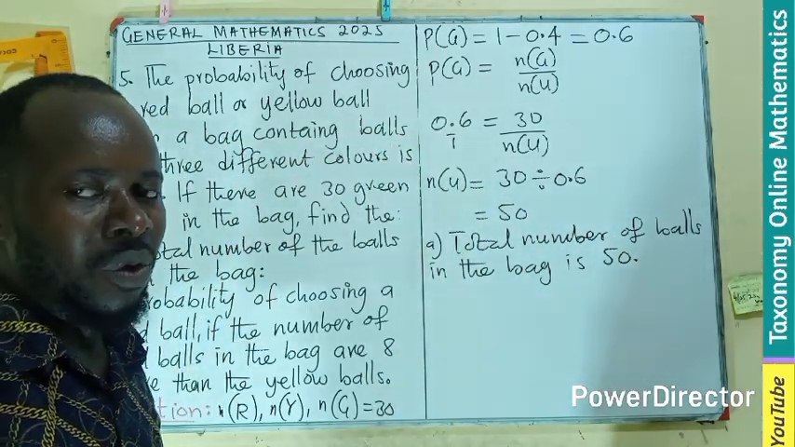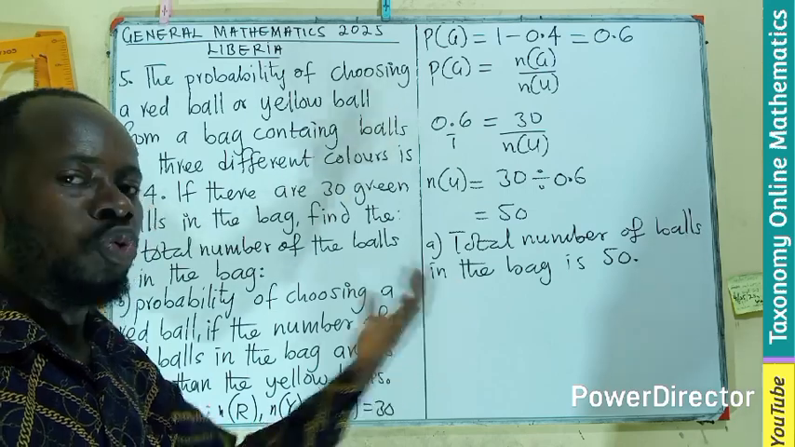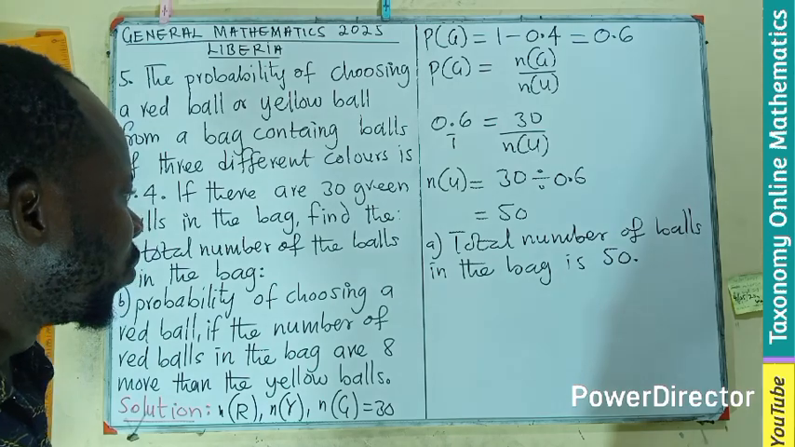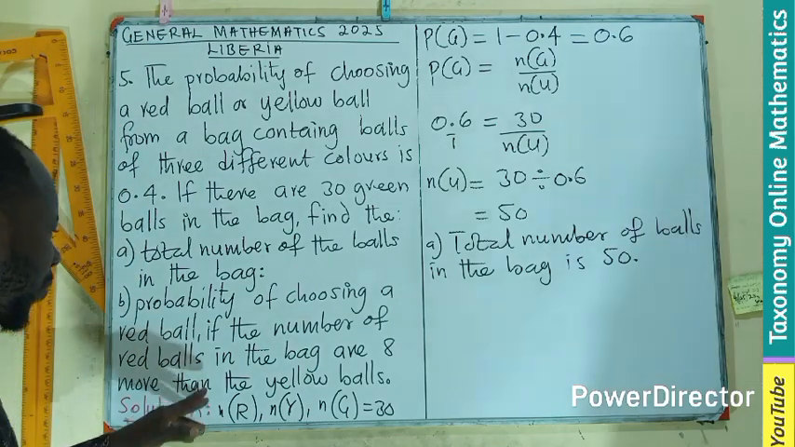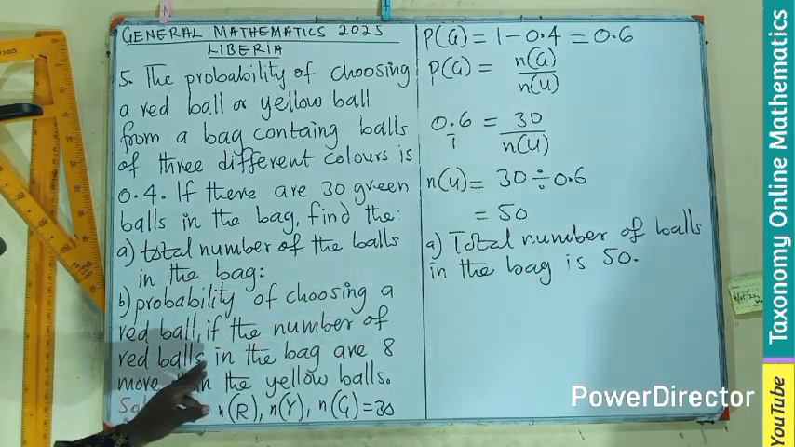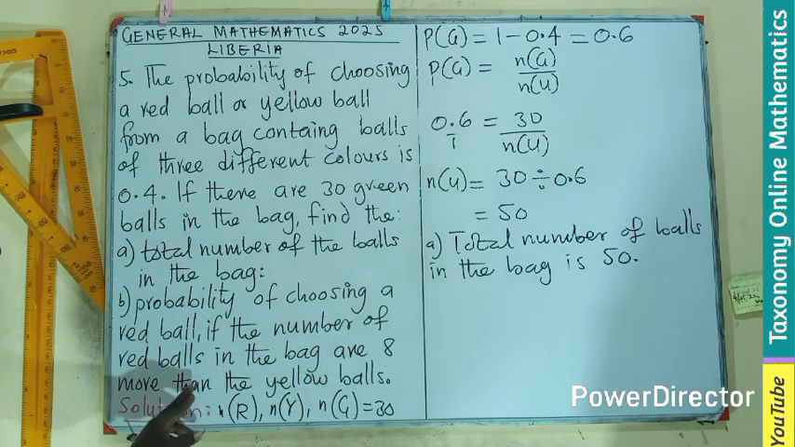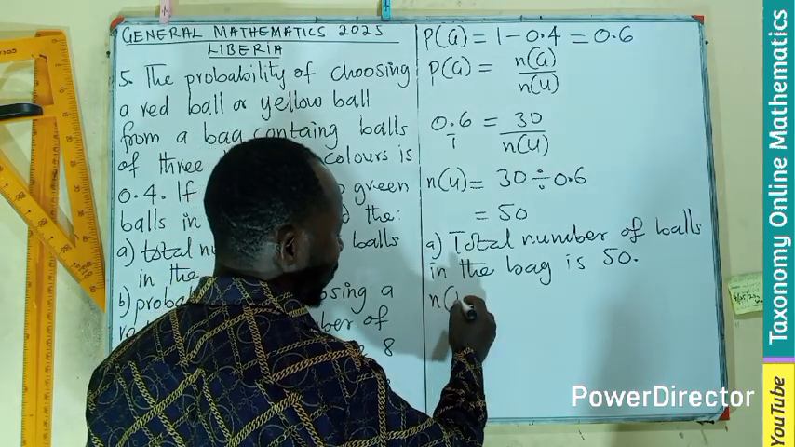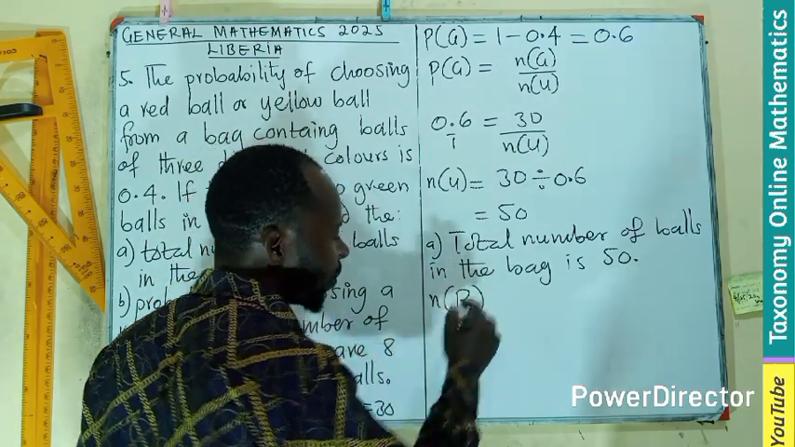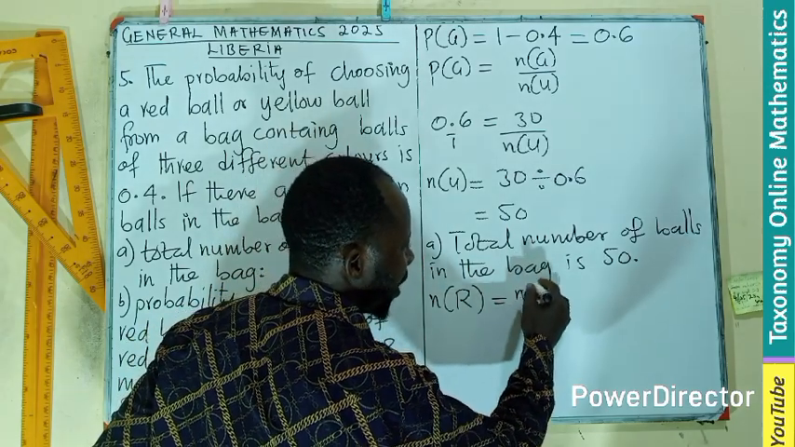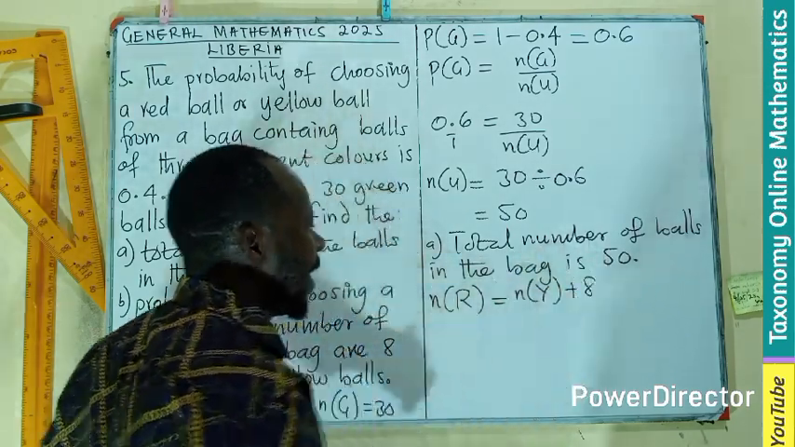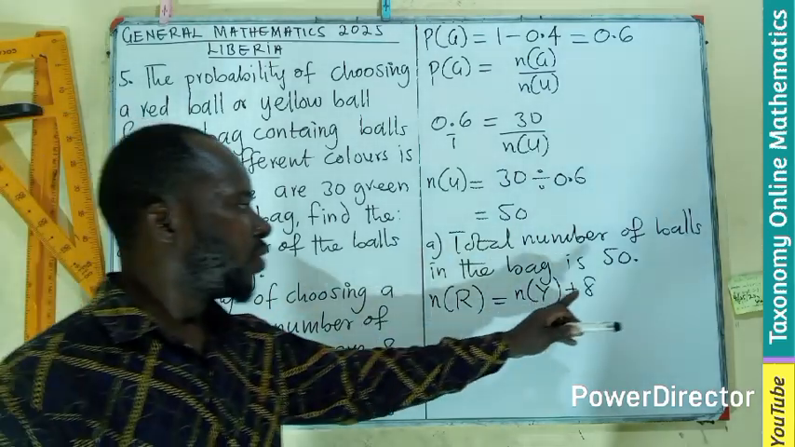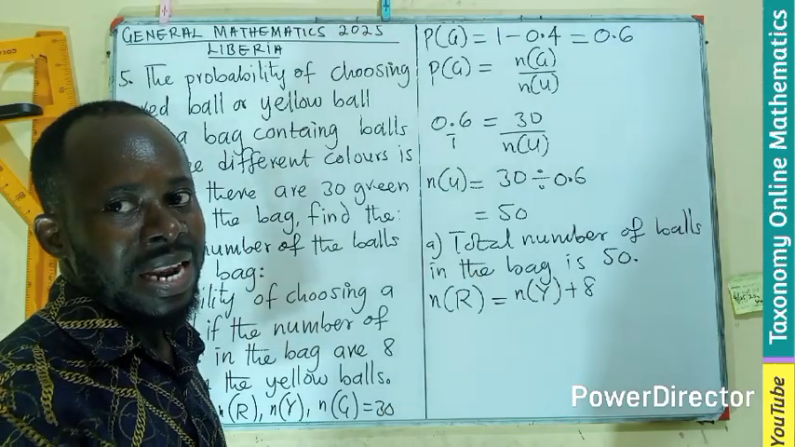Already 30 of it is gone as green. So we are left with 20 for the red and the yellow to share. But from that equation also, we have been told that the number of red balls is 8 more than the number of yellow balls. That simply means that the number of red balls is going to be equal to the number of yellow balls plus 8. It is 8 more than the yellow balls. So if I add 8 to the yellow balls, I should have the number of red balls.